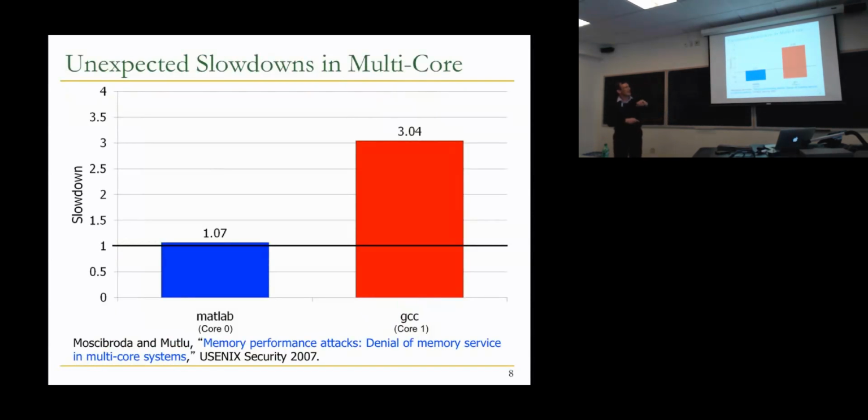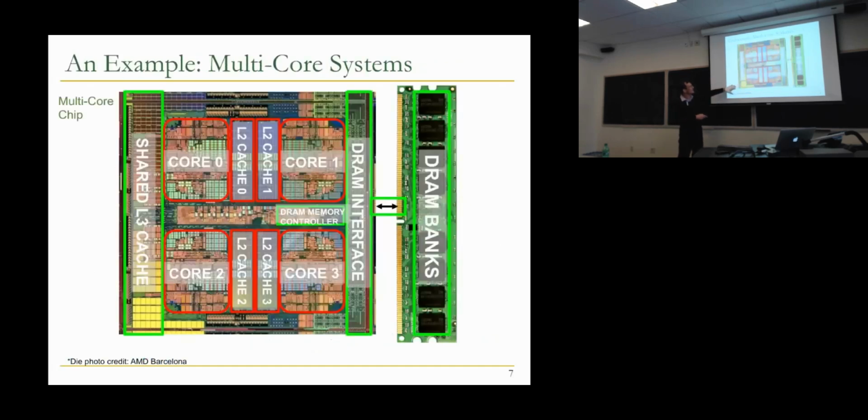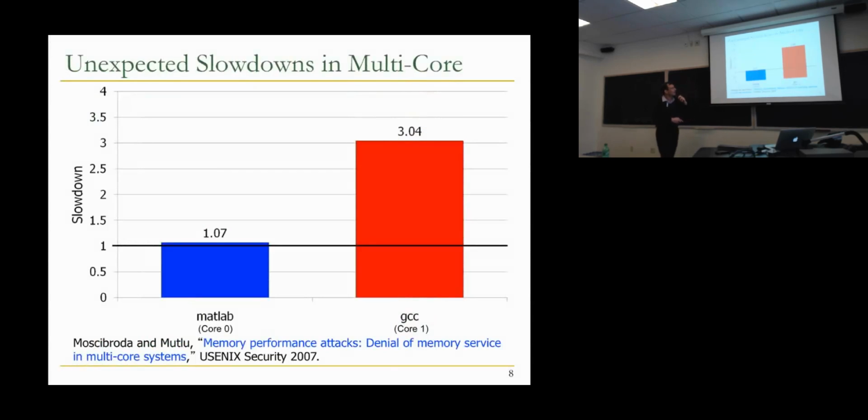So we actually did this experiment a long time ago, and I like talking about this in all of my courses. Basically, we took an example system like this. It wasn't AMD Barcelona. It was actually Intel's Core 2 Duo, I believe. And we ran one application, MATLAB, in one of the cores, and the other application, GCC, in the other core, and compared the slowdown each application experienced compared to when it's running alone on the system. So you're running two applications together versus running each application alone.